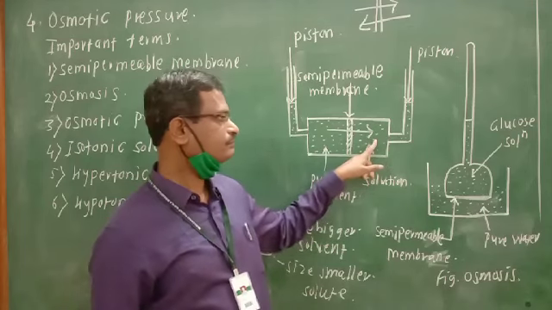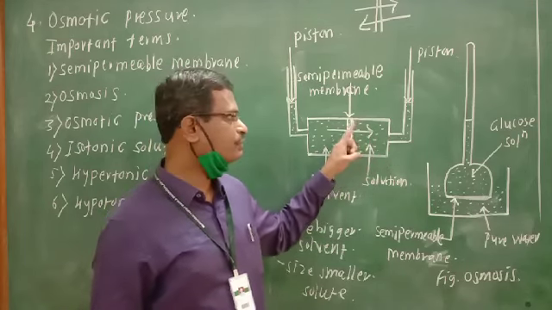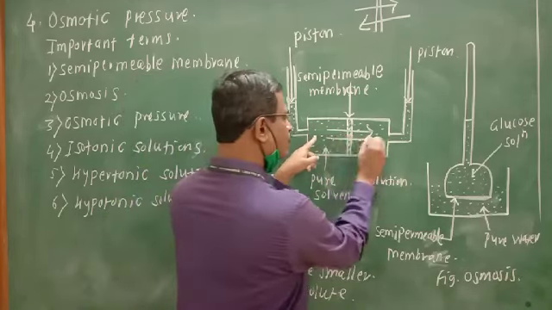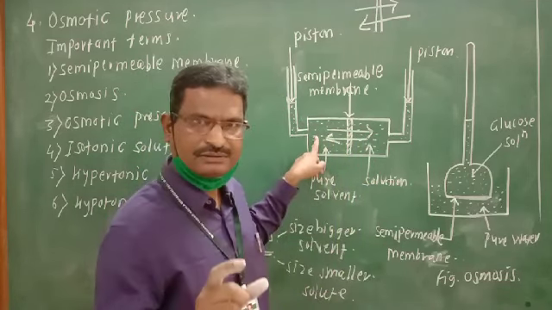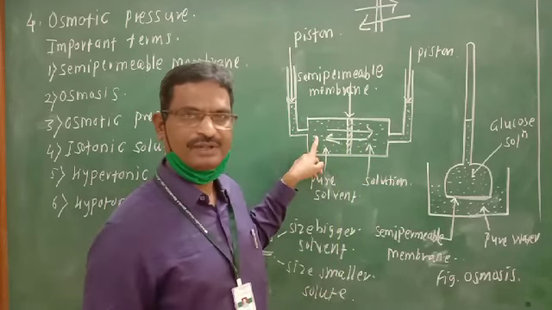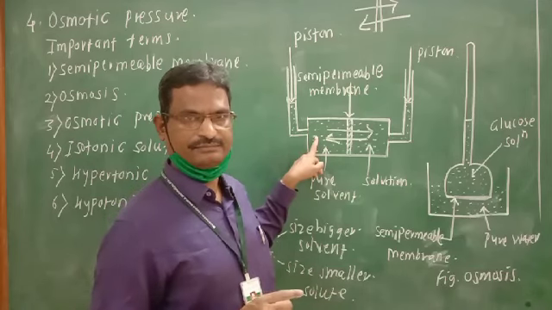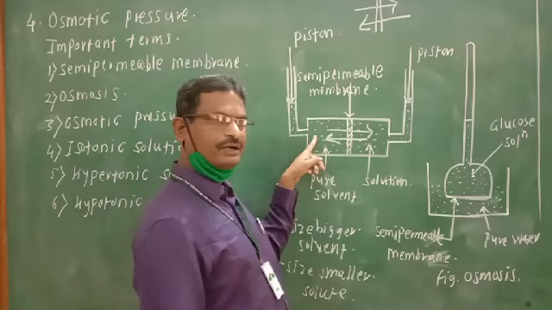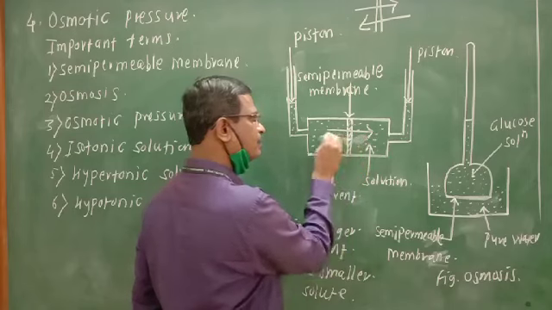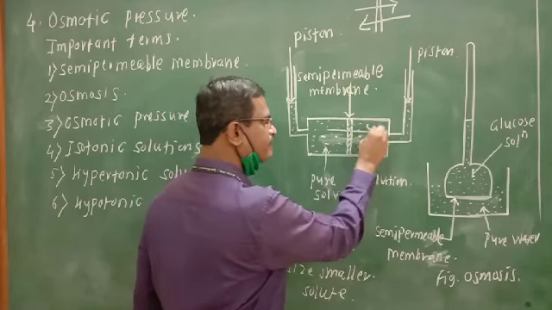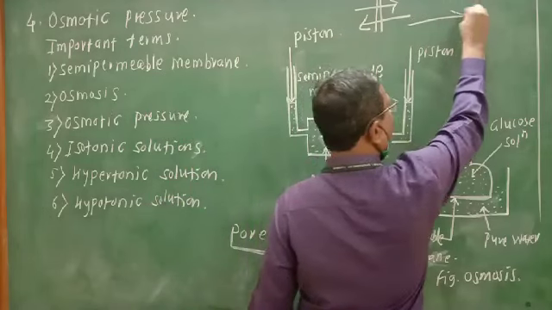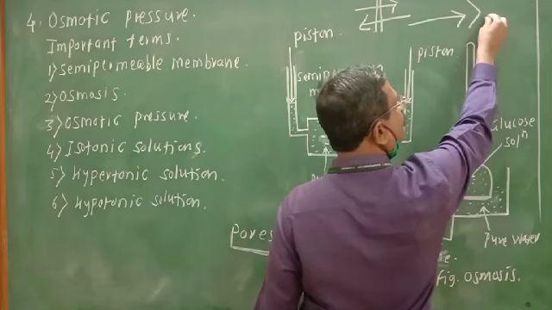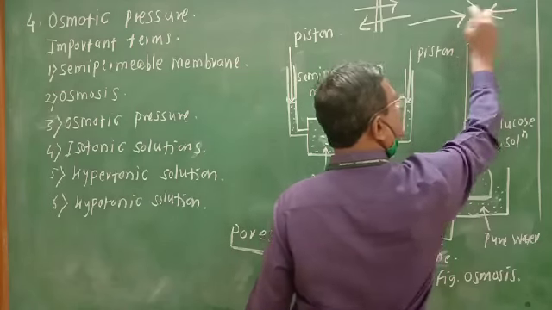In a similar manner, movement of solvent from the solution compartment to the pure solvent compartment also takes place. Both ways it is taking place, but it is observed that the net rate of flow of solvent from the pure solvent compartment to the solution compartment is bigger. This flow from left to right is greater as compared with the flow of solvent from right to left.